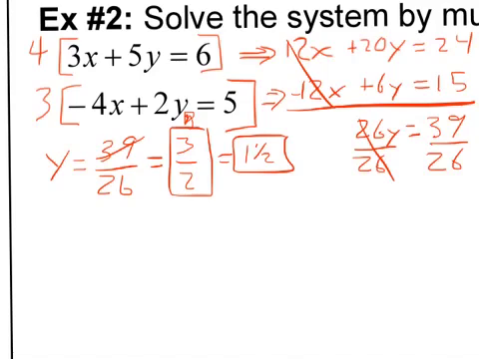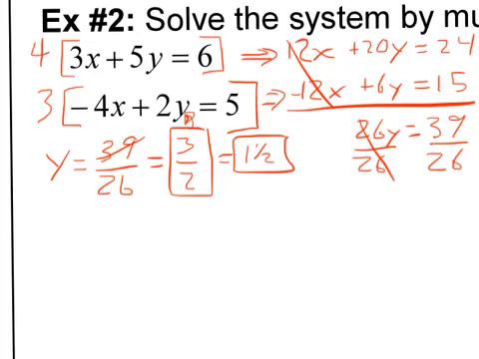Alright, well, let's take that, and let's plug it right back into one of the original equations. I recommend doing the original equations just because they're usually simpler. You could plug it into one of these guys over here, but usually these are the simpler ones to use. So let's do that. I'm going to do it in blue. So negative 4x plus 2, and instead of y now, I'm going to do 3 halves equals 5.